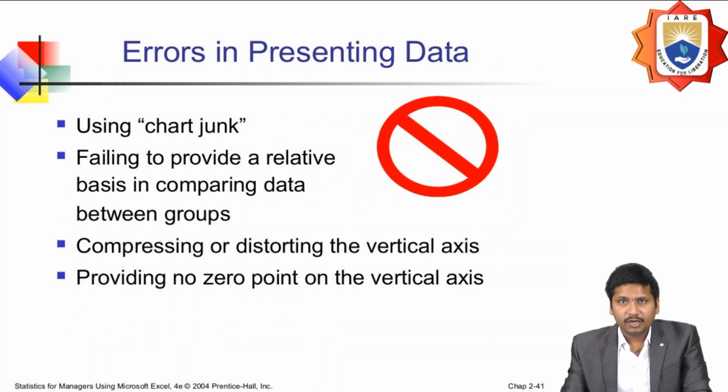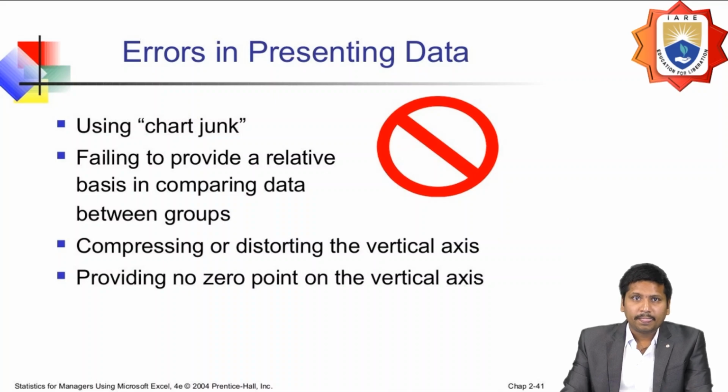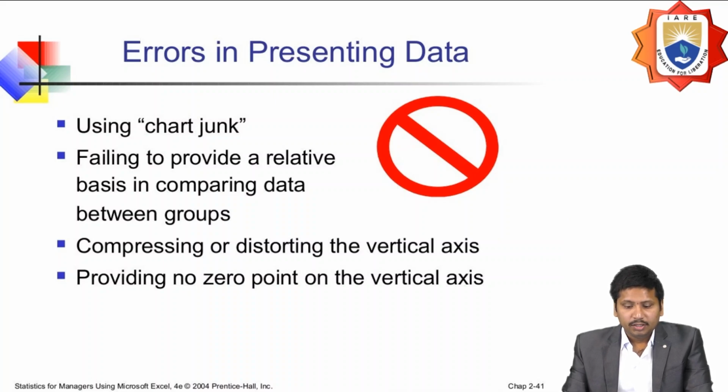And we also have to consider what kinds of errors to avoid in presenting data, like using chart junk, failing to provide a relative basis in comparing data between groups, compressing or distorting the vertical axis, and not providing a zero point on the vertical axis.